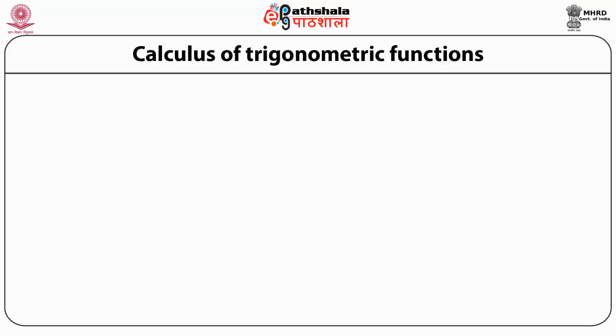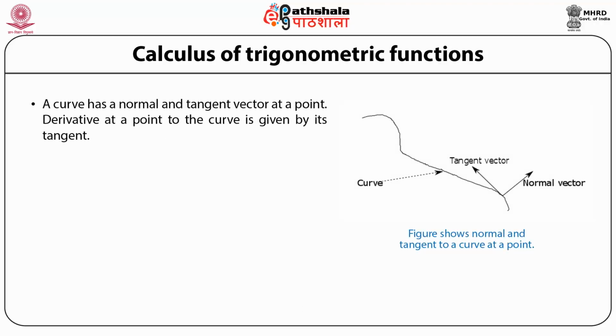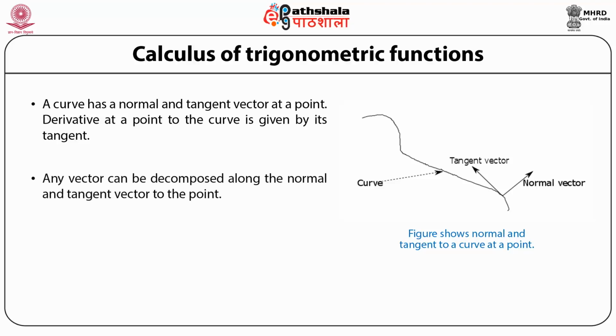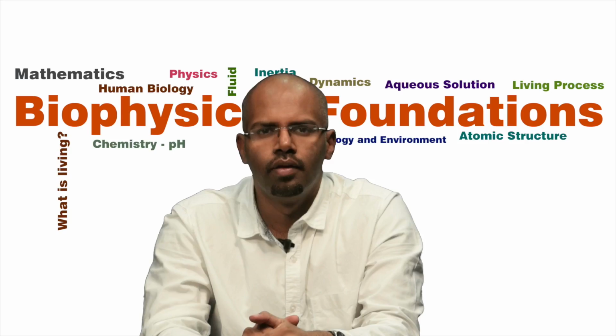Calculus of trigonometric functions. A curve has a normal and tangent vector at any point. The derivative at a point on the curve is given by its tangent. So you can see the curve on the right side. There is a random curve, and the tangent is the one which is very close to the curve and is perpendicular to the normal vector drawn at the same point on the surface. Any vector can be decomposed along the normal and tangent vector at the point.